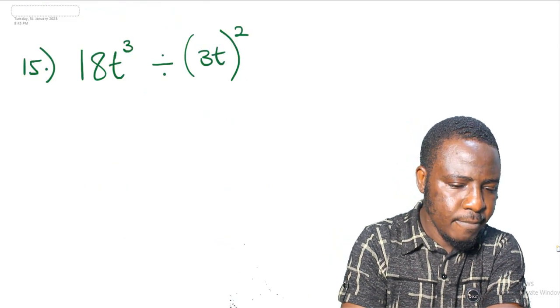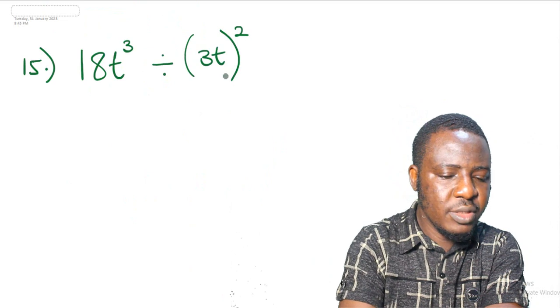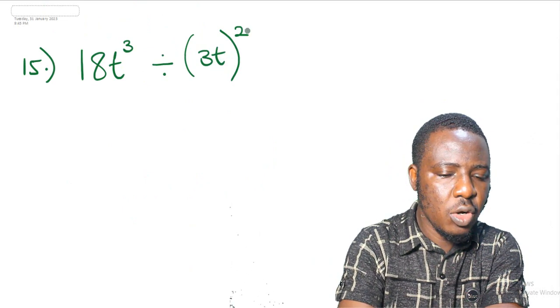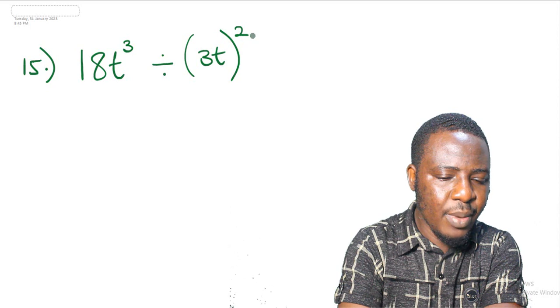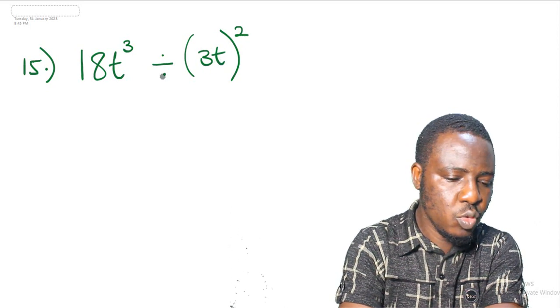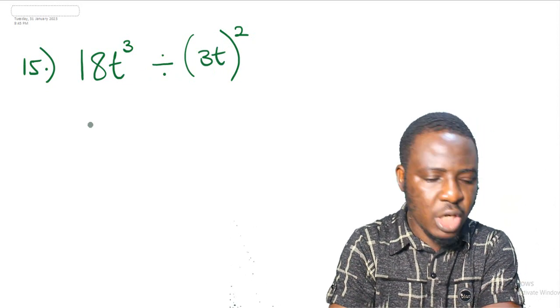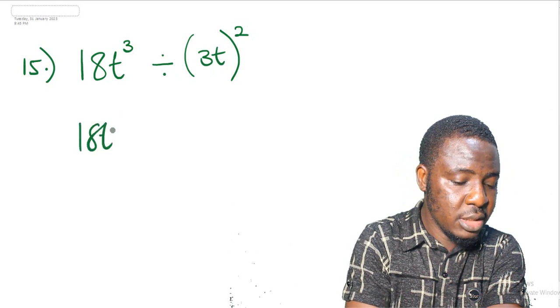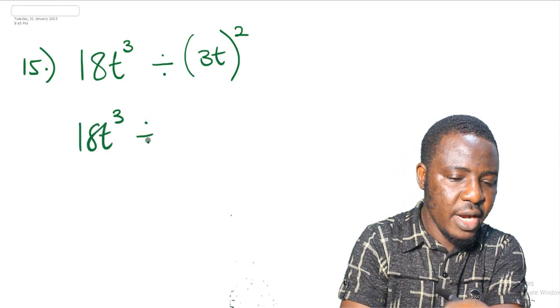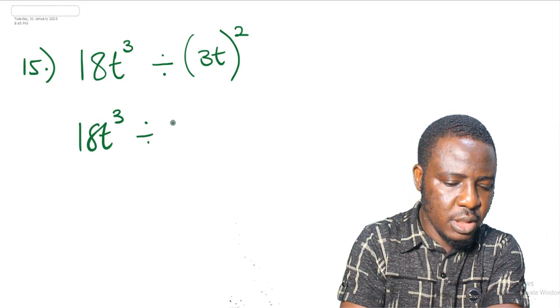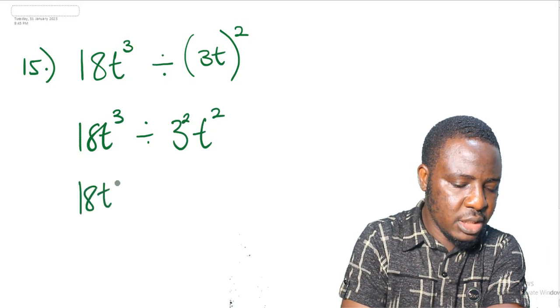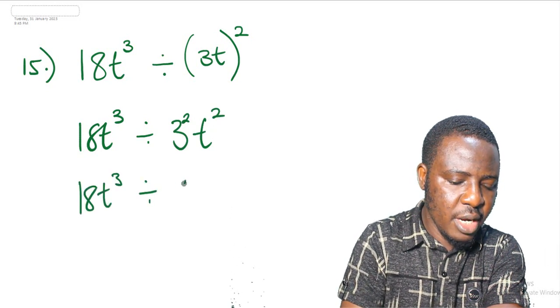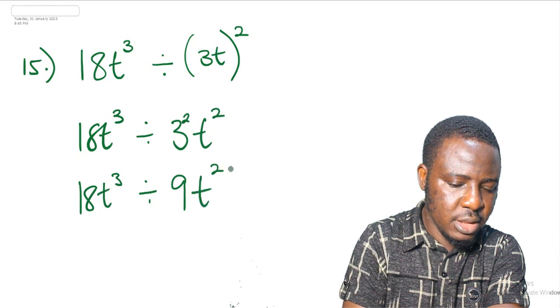Question 15. 18t cubed divided by 3t, all squared. Now, we are first of all going to apply the product law by multiplying the powers of 3t by 2, and thereafter apply the subtraction law. So this becomes 18t cubed divided by 3 squared t squared. This can be simplified to 18t cubed divided by 3 squared, which is 9, t squared.